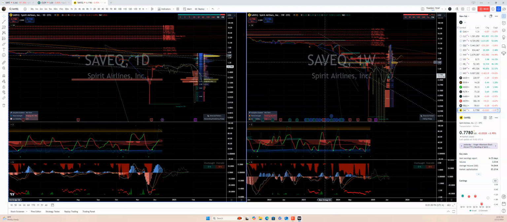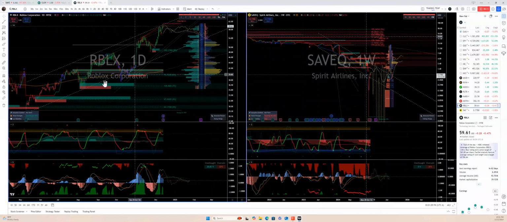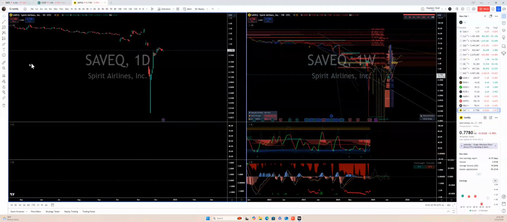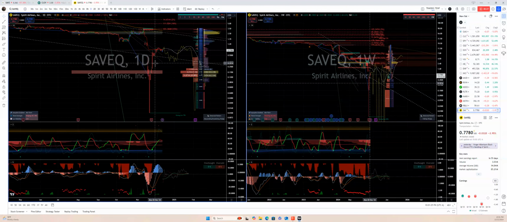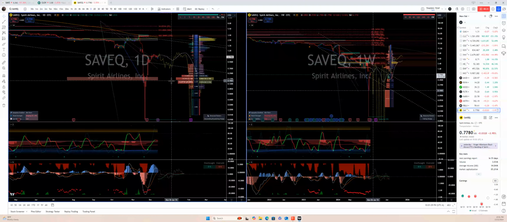Okay, I'm going to do some technical analysis on Spirit Airlines and Roblox over here. Roblox, I would say, is fundamentally sound, right? But as for Spirit Airlines, now that's a different story. Their fundamentals look like their charts.